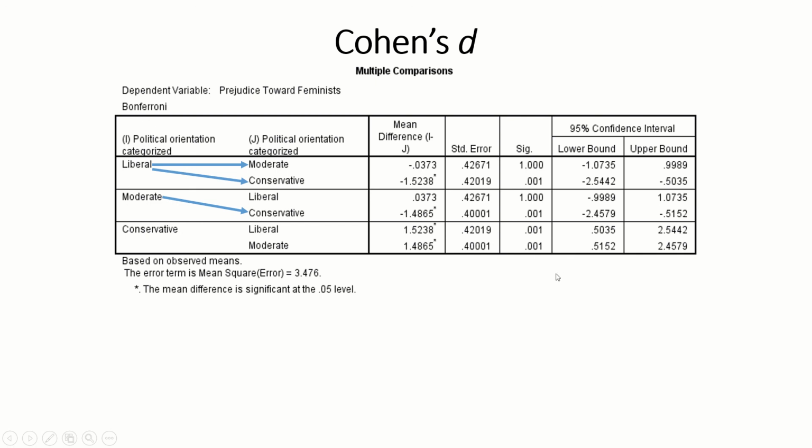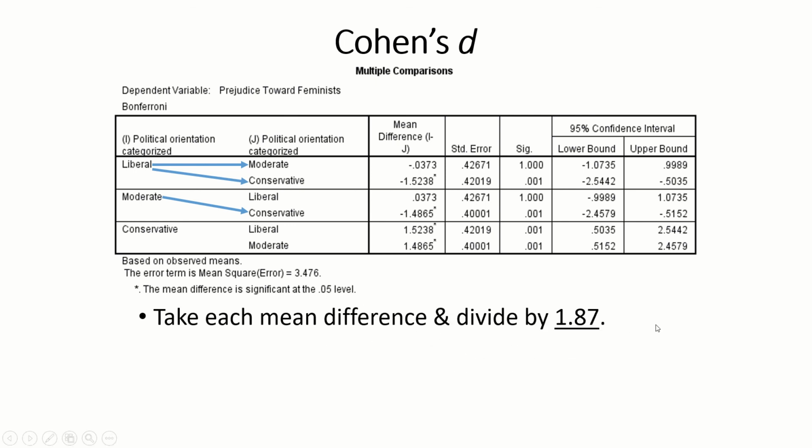Anyways, we have the mean differences here laid out for us. SPSS has calculated those, so we're going to take each mean difference and then divide by S pooled. We'll just take the absolute mean difference and divide by S pooled, because whether the d will be positive or negative will depend on which group is listed first in the write-up. So we're going to take each mean difference and divide by 1.87. For liberals and moderates, our first comparison, we're going to take 0.04 and divide it by 1.87, and that will give us 0.02.